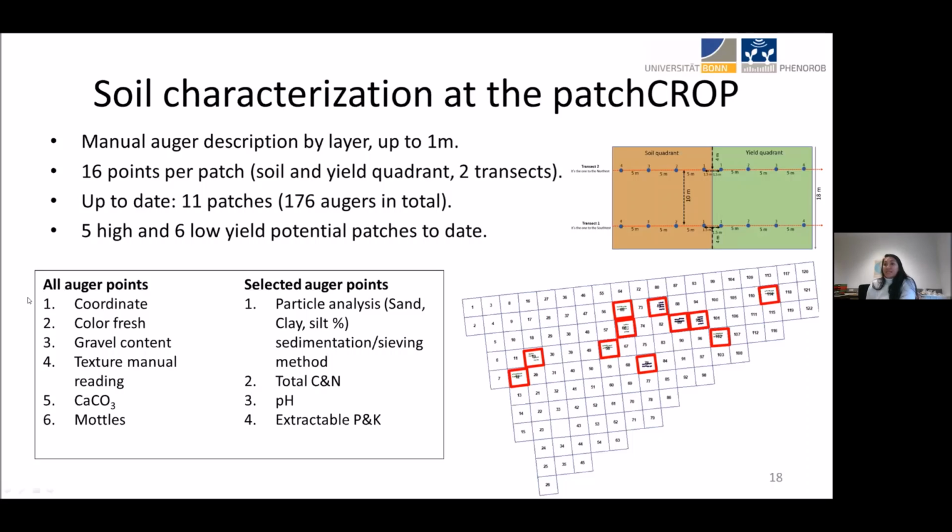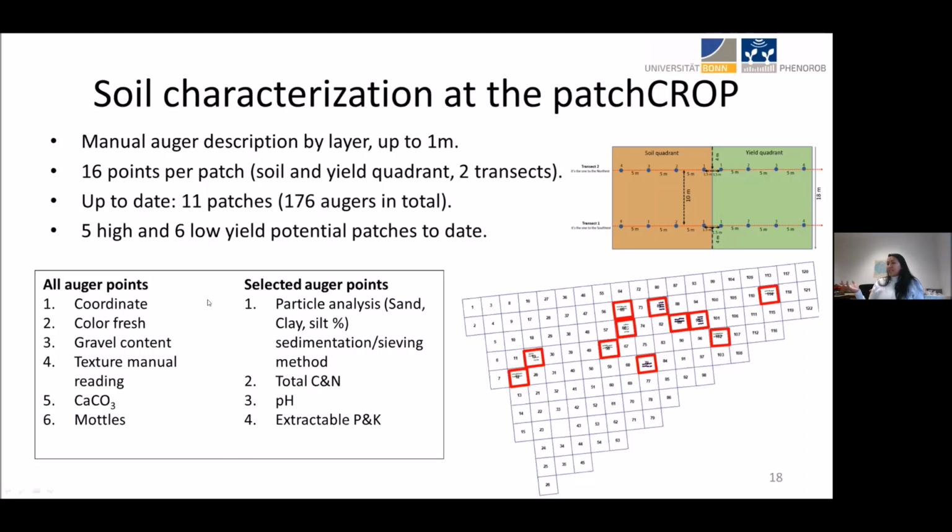Also, some of the characteristics that we have been able to collect during this campaign are, for the auger points, some analysis that we do in the field and others that we do at the lab here at the University of Bonn and also in Jülich. So some of the information we have is the color, the gravel content, the textural manual reading according to the German classification, also the calcium carbonate content and moisture.